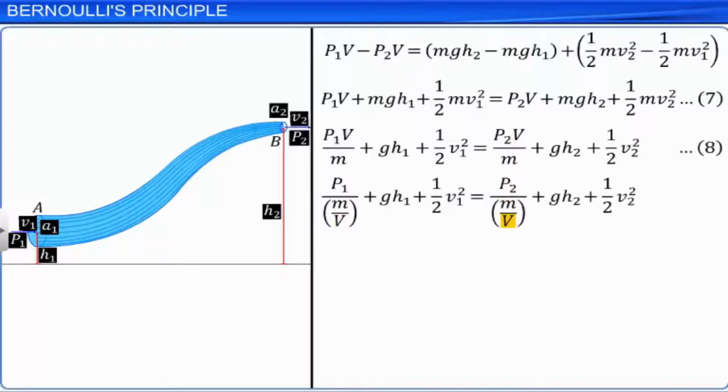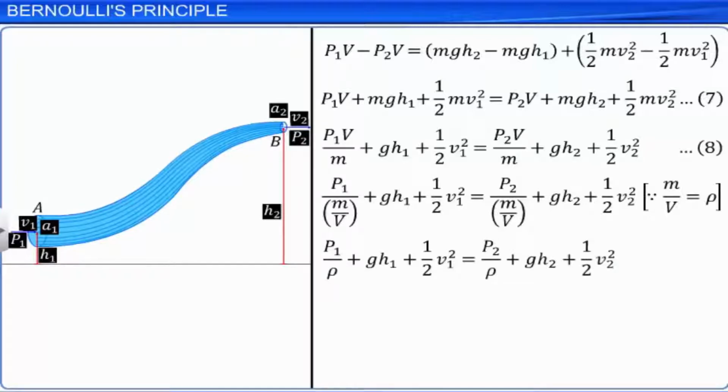As the ratio of mass m to volume V is equal to density ρ, the equation now becomes P1 by ρ plus gH1 plus half V1 square is equal to P2 by ρ plus gH2 plus half V2 square. This relationship holds good at any point in a streamlined flow.